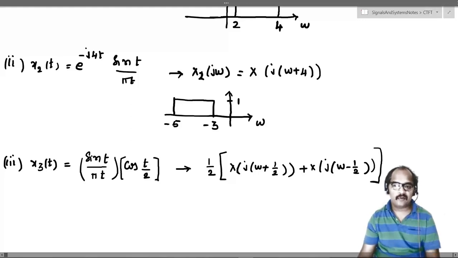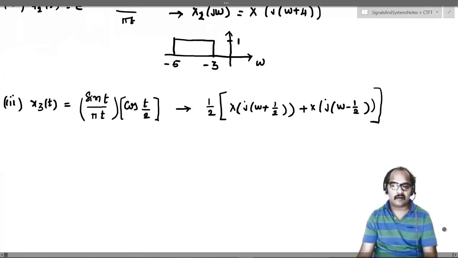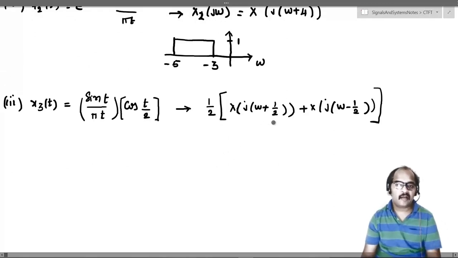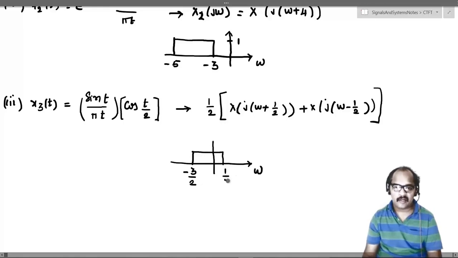So what do you have to do? You have to shift the Fourier transform to the left and right by half unit, then add them, and finally multiply with half. So let us plot the first one, x of j omega plus half, which means you shift the Fourier transform to the left by half unit. How does the plot look? It looks like this. It will be from minus 3 by 2 to 1 by 2. The amplitude would be 1, and this should be added with whom?